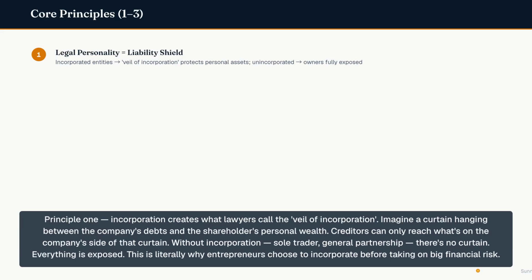Principle 1. Incorporation creates what lawyers call the veil of incorporation. Imagine a curtain hanging between the company's debts and the shareholders' personal wealth. Creditors can only reach what's on the company's side of that curtain. Without incorporation, sole trader, general partnership, there's no curtain. Everything is exposed. This is literally why entrepreneurs choose to incorporate before taking on big financial risk.